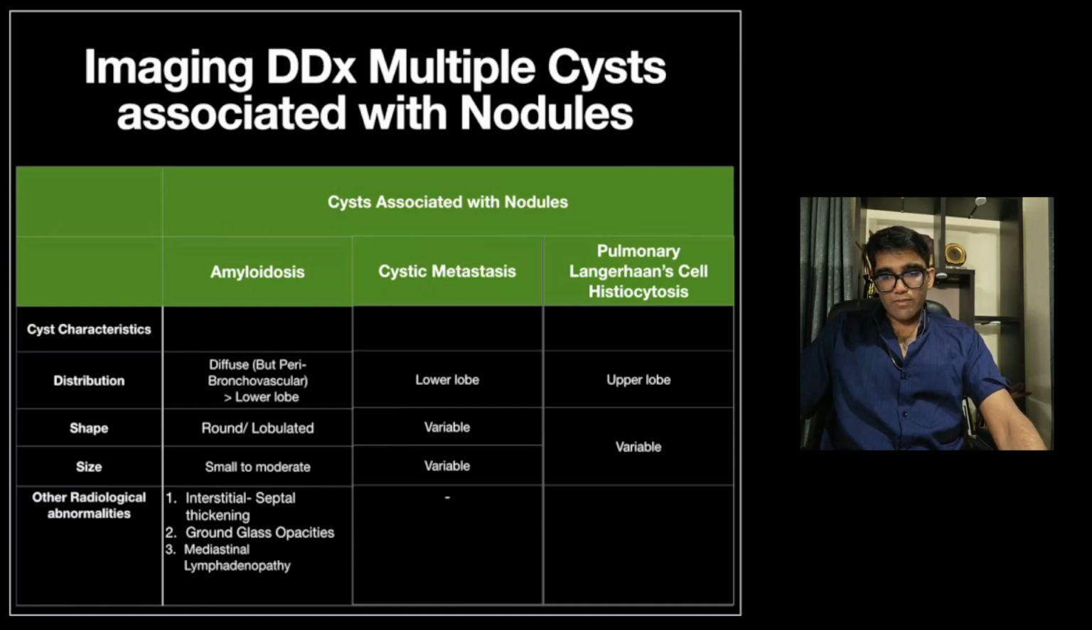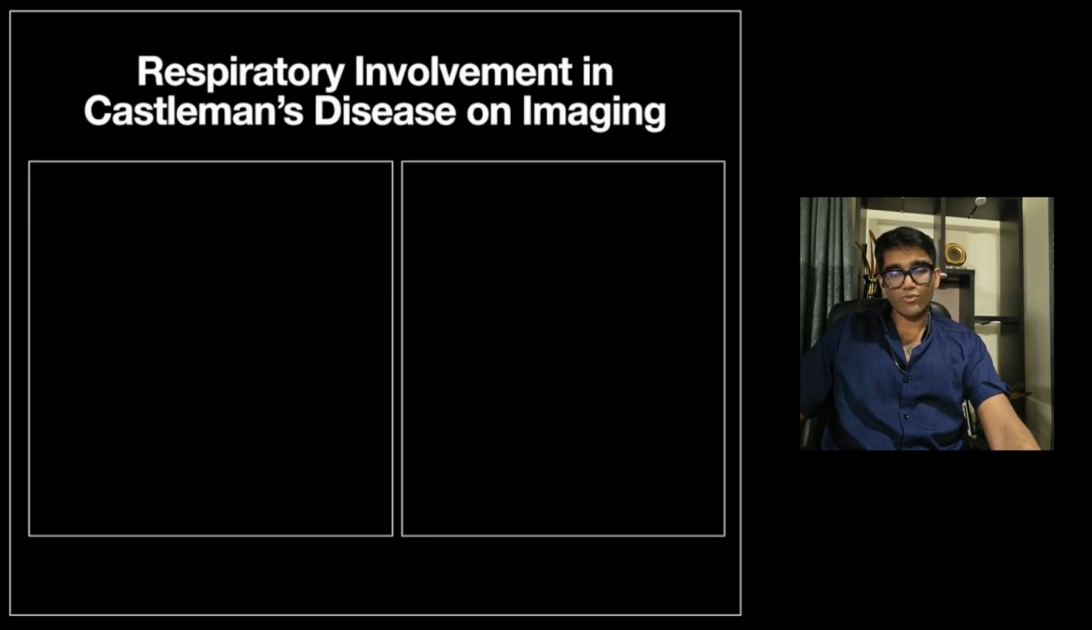So the main thing that helps you differentiate these causes of cysts with nodular opacities is the presence of the other findings, that is the ground glassing, the interstitial septal thickening, and the mediastinal lymphadenopathy, which would occur with amyloidosis rather than the other two entities.